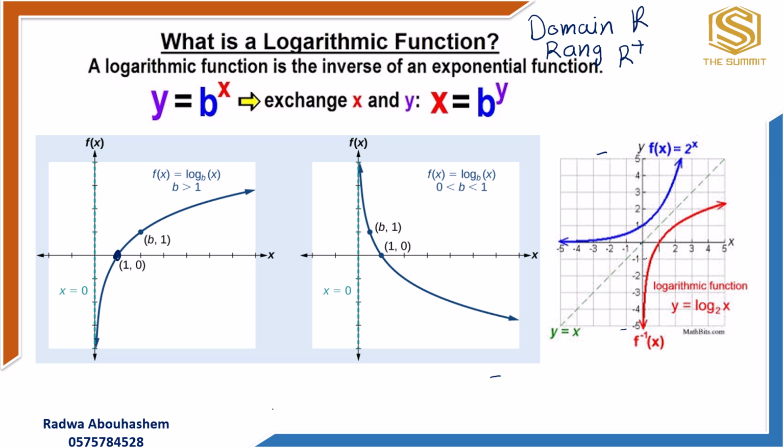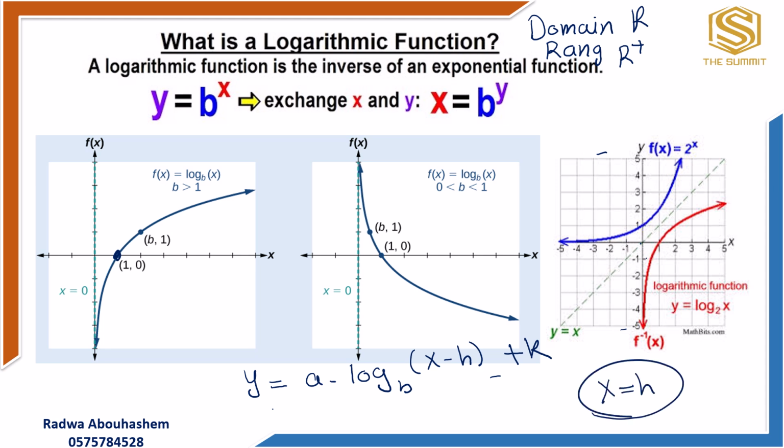Now when we are transforming a function, when you shift it up or down, this would be the formula for it: y equal to a times log base b of (x minus h) plus k. And the vertical asymptote would be x equal to h. This is the vertical asymptote.